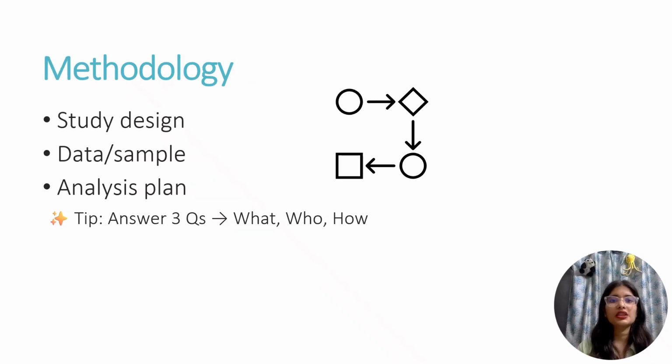Next is methodology. Methodology is your research backbone. Describe your study design. Was it experimental, observational, qualitative, or mixed methods? Mention the sample size, population, inclusion and exclusion criteria, and the data collection method you used. Also, add the statistical test or software applied for analysis, but keep it very concise.